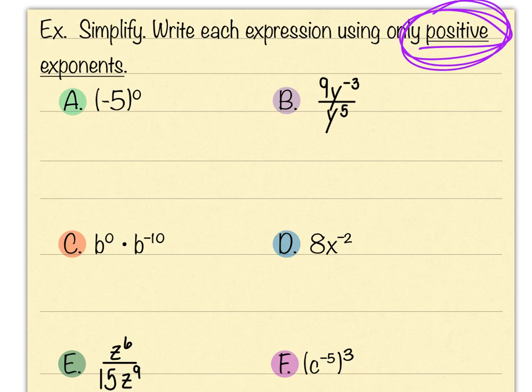So -5 to the 0 power, well, too bad. You're going to be 1 because I can't leave you as a 0 power because I need positive exponents. So you're just going to be 1. Anything to the 0 power is 1.